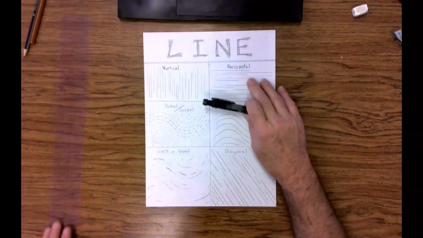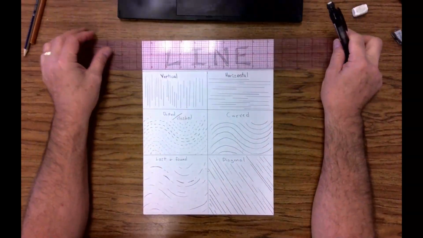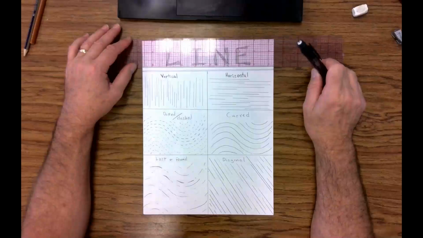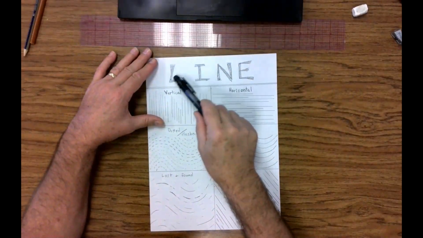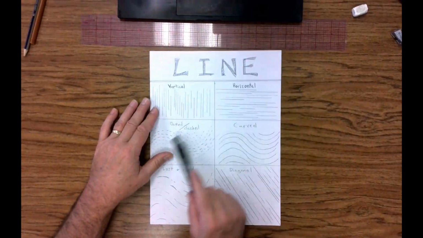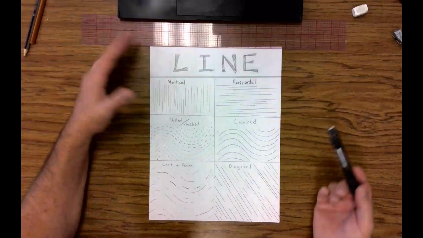One, we want a headline up here, so I think I used just the width of this ruler so I could make an area across the top of the paper where we can just block print in the word line. And then these are the different types of lines that have been established.